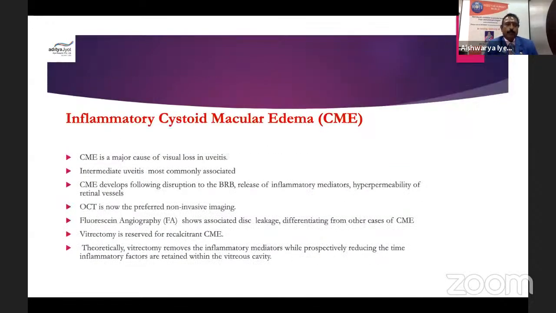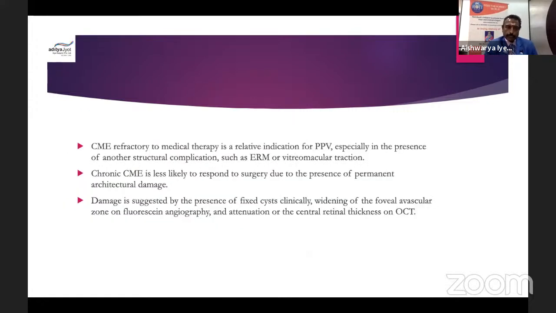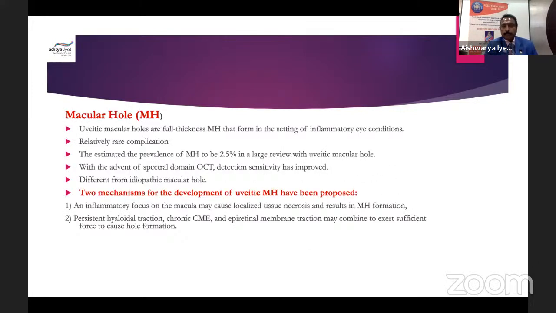And you have inflammatory cystoid macular edema. Sometimes you can use vitrectomy for a recalcitrant CME, and you can actually stain with brilliant blue and remove the ILM. The CME can resume, and it is refractory to medical therapy. Sometimes long-standing macular edema, not treated with steroids, with uveitis, can develop a macular hole.